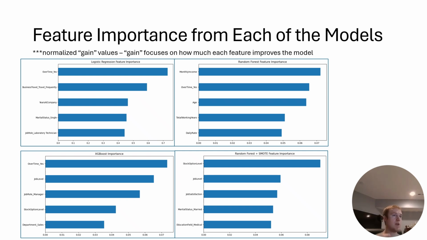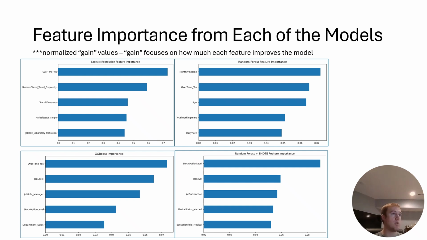On the top right hand portion of the slide, we're looking at the random forest feature importance scores. The first variable, or the most important variable, was monthly income, and then overtime. And then for the bottom left hand side of the slide, we can see gradient boost importance scores. The most important variable was overtime, and then the second most important was job level.